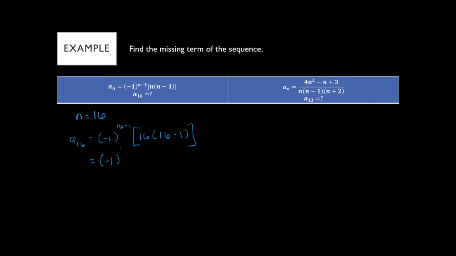So 16 minus 1, that's going to be 15 in my exponent. Inside my brackets, I'm going to have 16 times 15. So I'm going to just do that on my calculator. That's 240. Now, -1 to an odd power is always going to be negative. So this is going to give us negative 240. So our missing term, the 16th term, is negative 240.